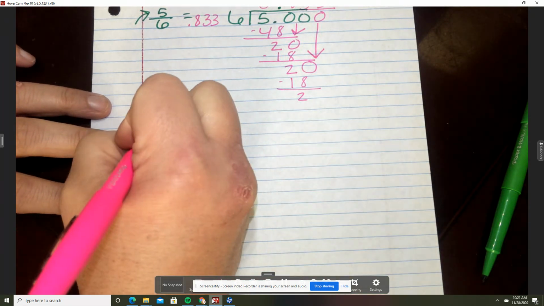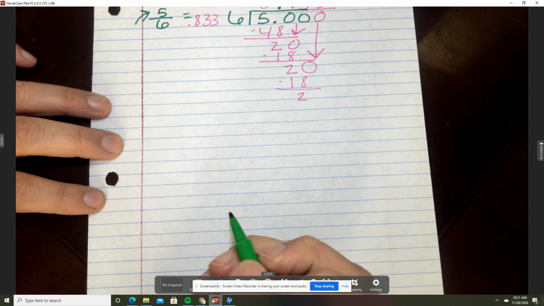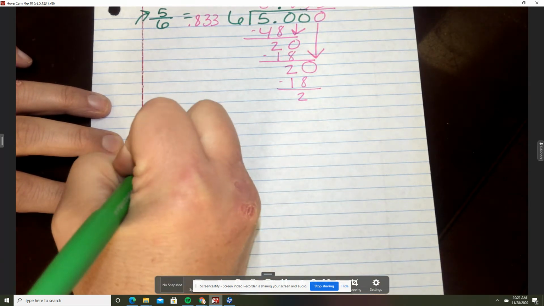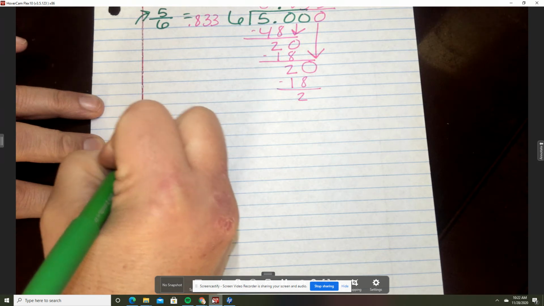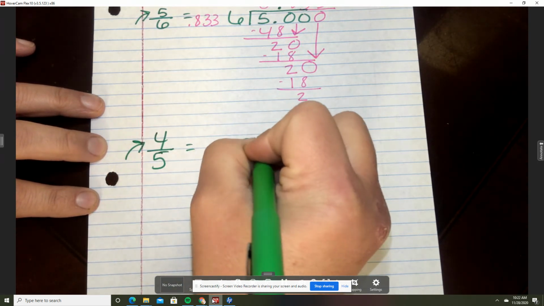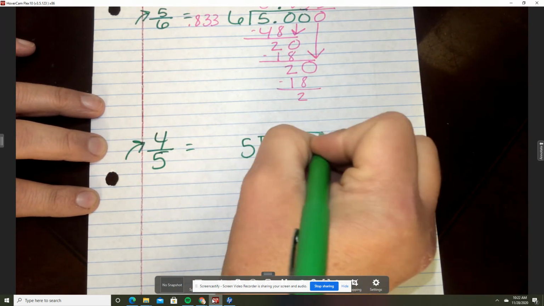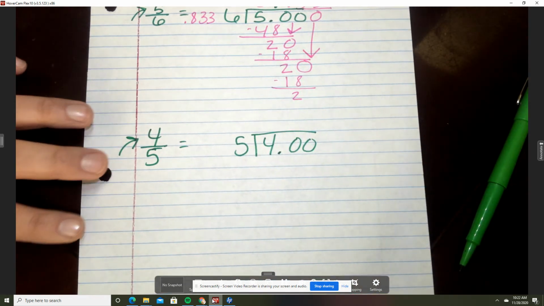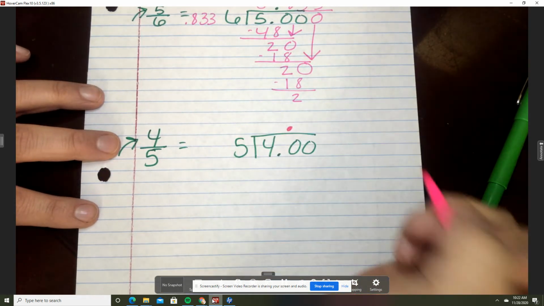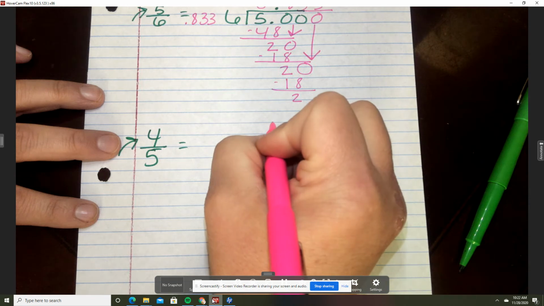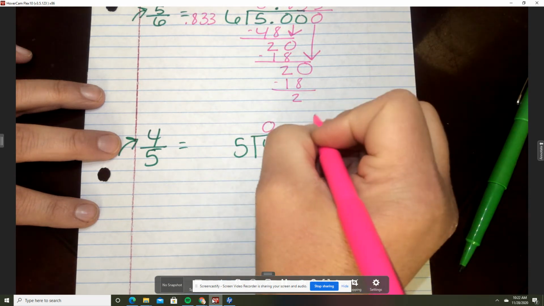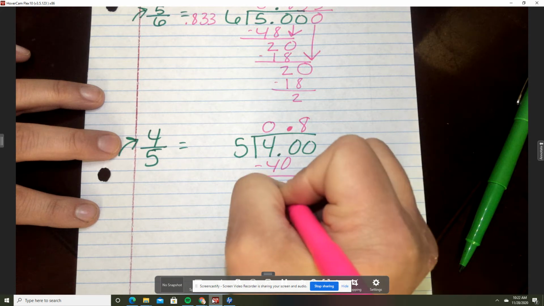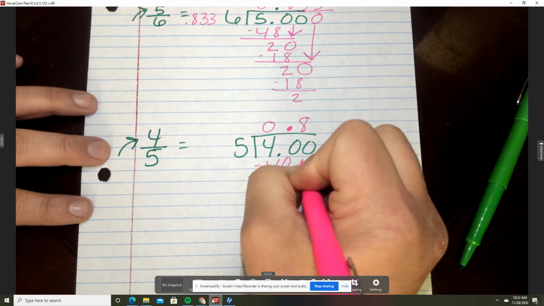So if I have 4/5, I'm going to push that 4 over. It's going to get trapped. I add a decimal and 2 zeros. Bring up my decimal. 5 will not go into 4, but 5 will go into 40 8 times. 8 times 5 is 40, and that is 0.